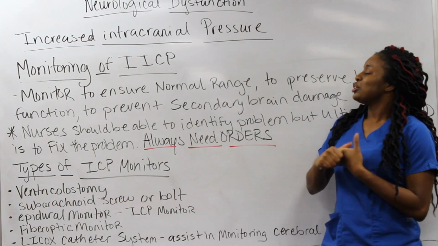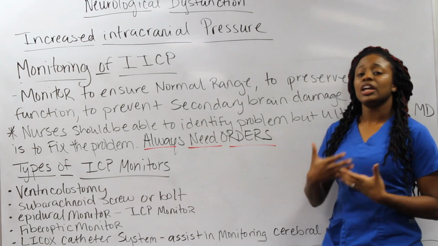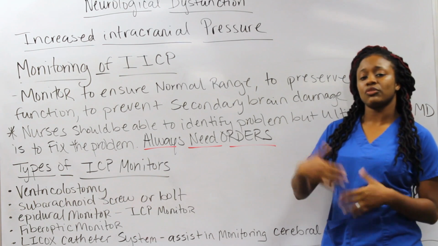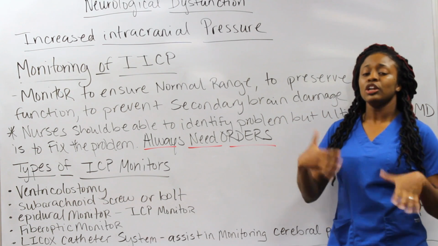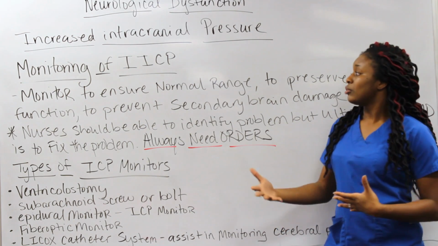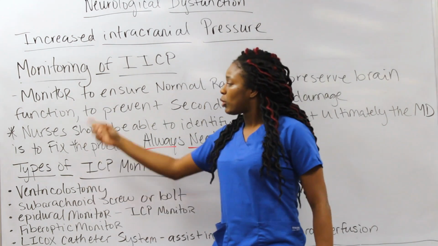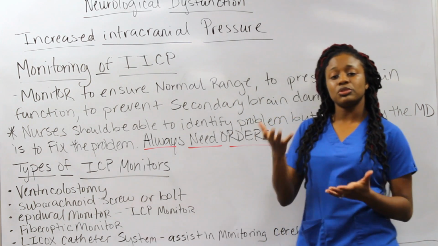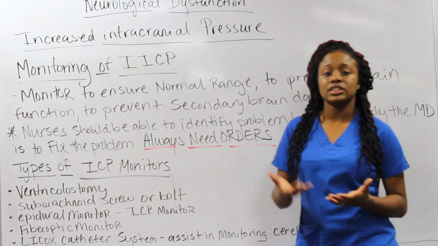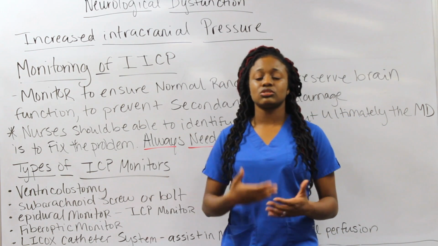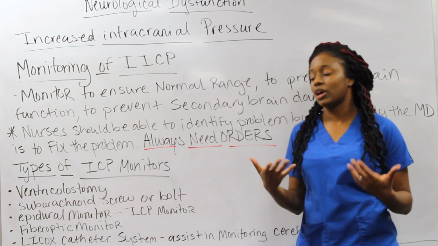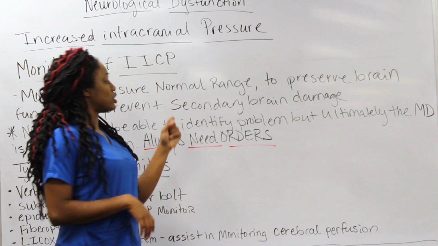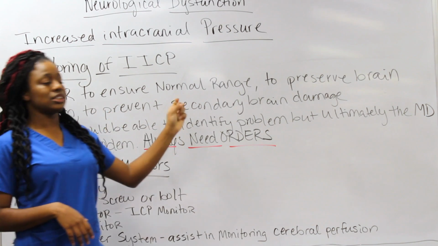Okay, so now that you've done your diagnostic testing, and you see that this patient does have intracranial pressure and that there's a bleed or a CSF issue or a lesion, whatever the case may be, what's the next step? Well, we want to monitor. And why do we want to monitor? We want to monitor to make sure that we get normal ranges, or the ranges are at a therapeutic level, or we can see exactly how high it's going, so that we can see what interventions we need to do right away. We also want to make sure we preserve the brain function as much as possible, and we also want to prevent any secondary brain damage.